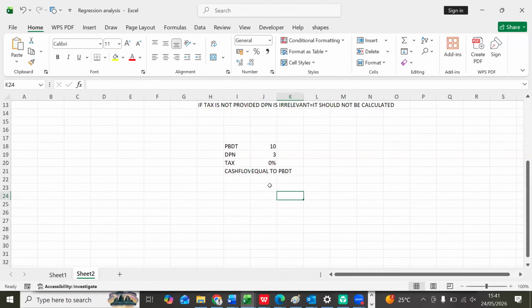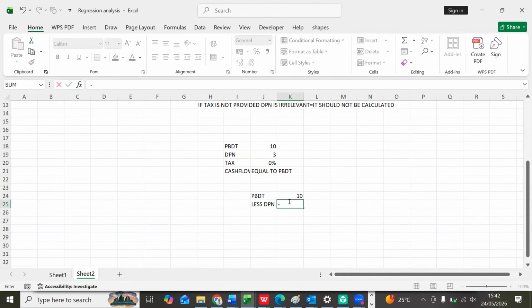Why is that the case, that our cash flow will be equal to PBDT? It is the case because tax is 0, and the tax being 0, it basically disqualifies depreciation. Depreciation will be irrelevant. Why is that the case, my mwalimu? That is the case because if I wanted to calculate this cash flow, PBDT, first of all, I go through it the longer way. PBDT is profit before depreciation and tax. So I'll use the longer way first, the lazy man's way.